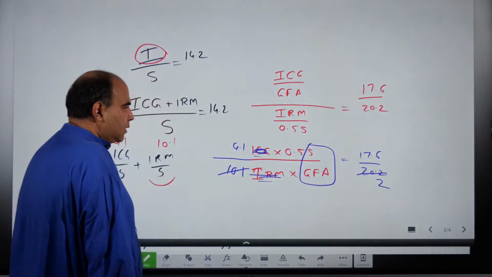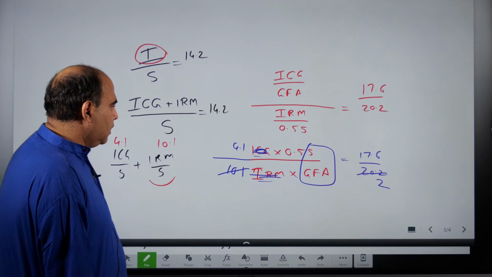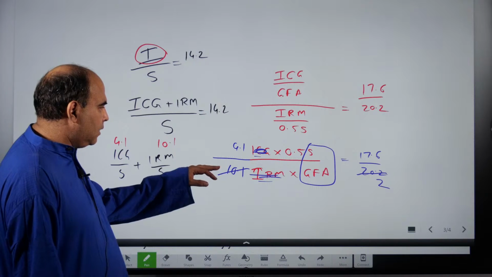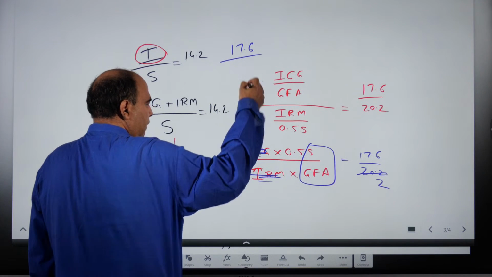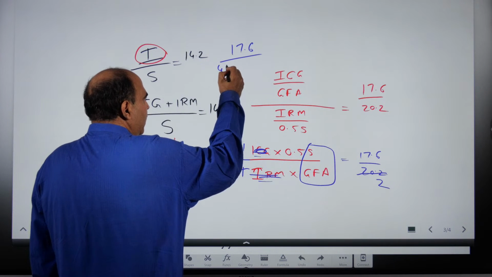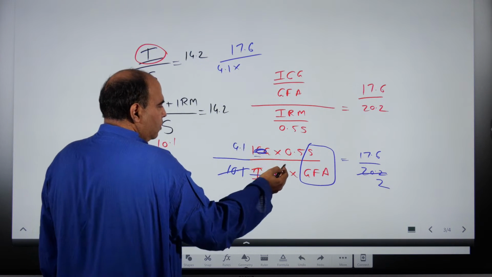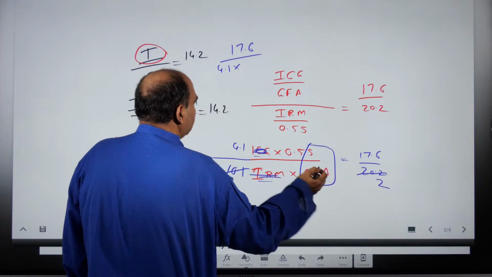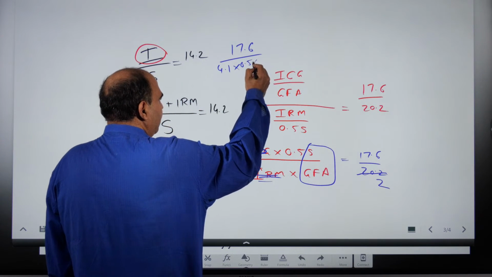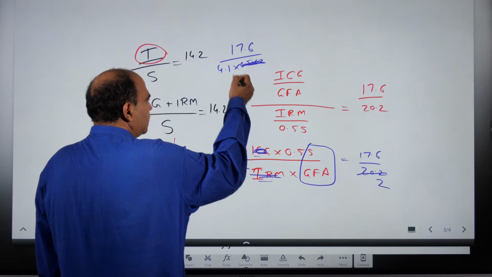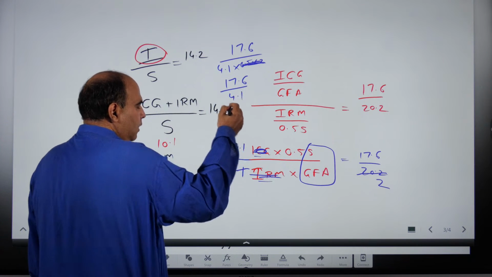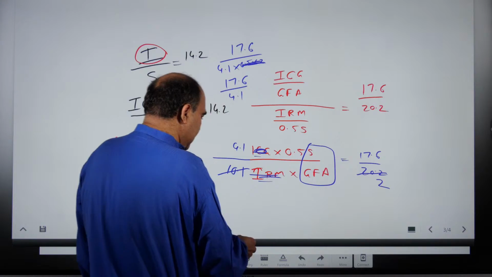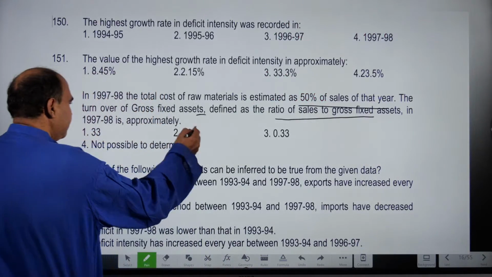This cancels this twice, and you have S by GFA as 17.6 divided by 4.1 into 0.5 into 2, and 0.5 into 2 is 1, so you can ignore this. So you get a very nice ratio of 17.6 upon 4.1, which is ending up as 4.3.